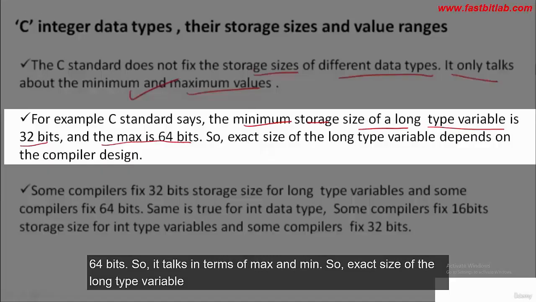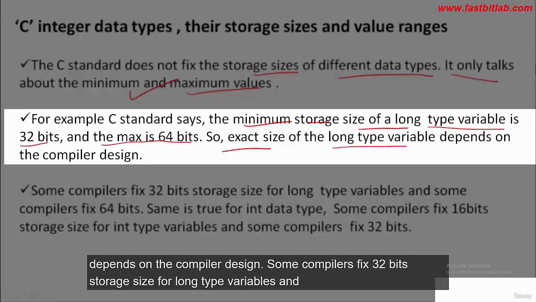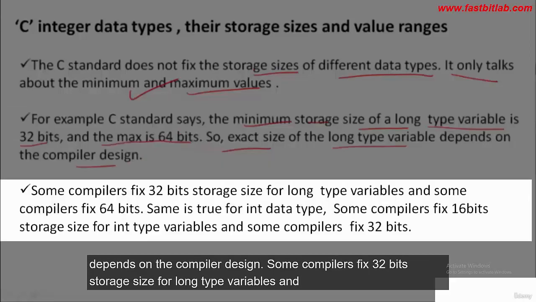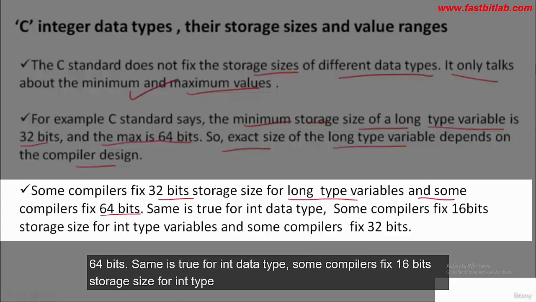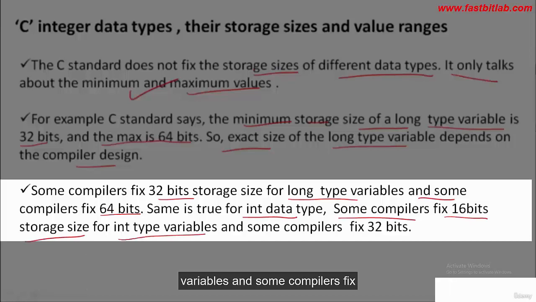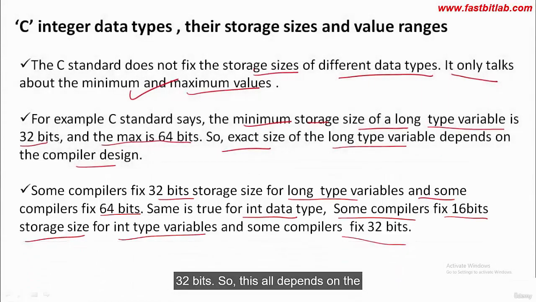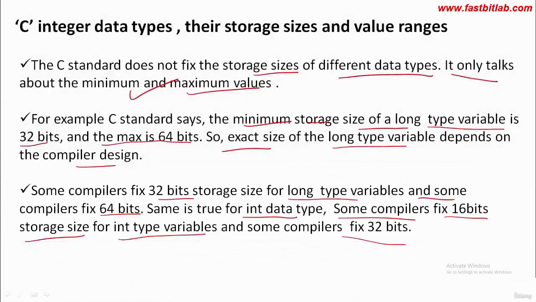So it talks in terms of max and min. The exact size of the long type variable depends on the compiler design. Some compilers fix 32-bit storage size for long type variables, and some compilers fix 64 bits. The same is true for the int data type. Some compilers fix 16 bits storage size for int type variables, and some compilers fix 32 bits. So this all depends on the compilers.